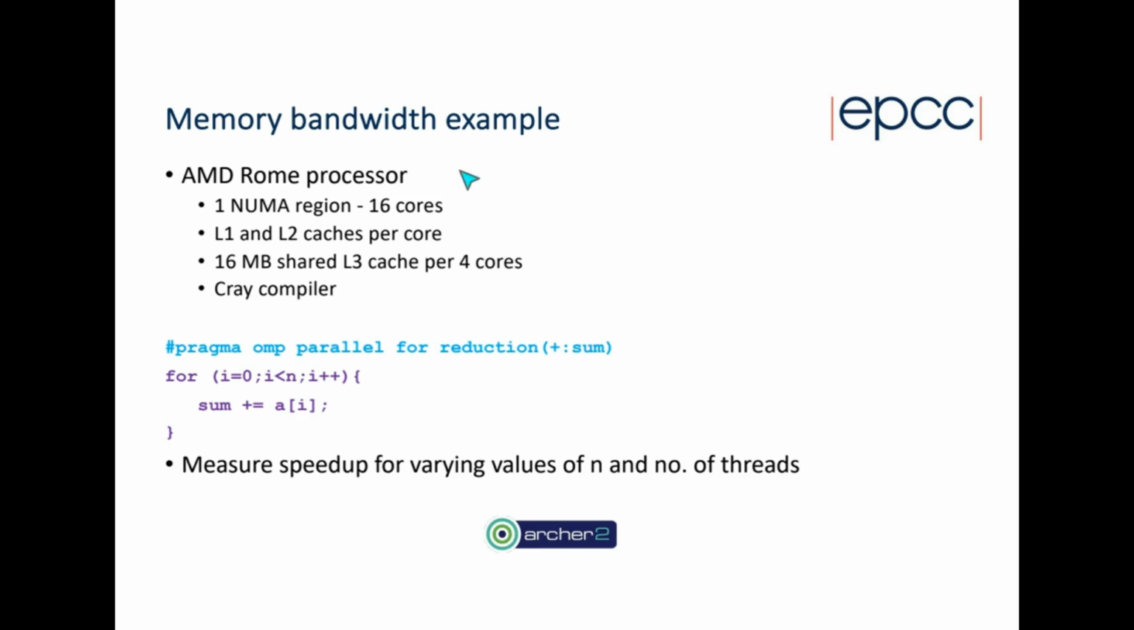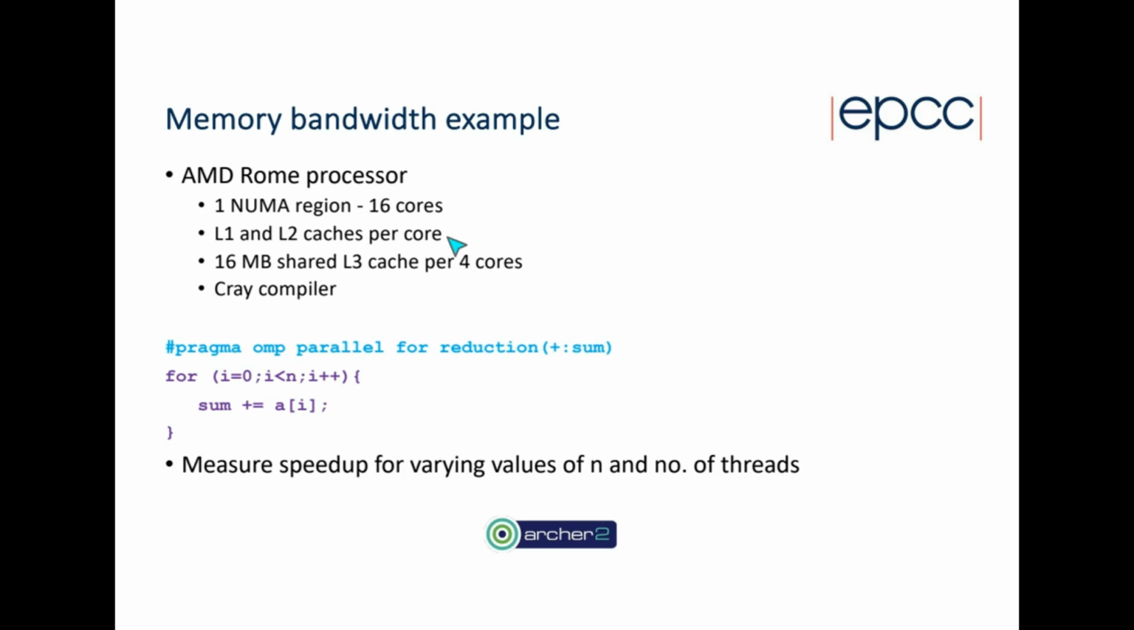This experiment was done on ARCHER2, so an AMD Rome processor. I'm only looking at one NUMA region, so only going up to 16 cores, and I'm making sure all my threads are running in the same NUMA region. So there are no NUMA effects going on here at all. But it means that all the threads are contending for the same memory bandwidth in that NUMA region.